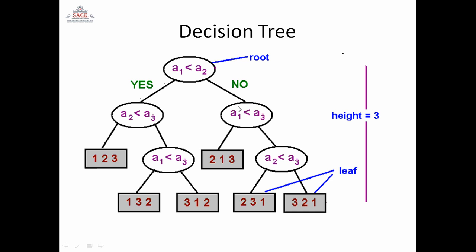This is the decision tree I have made. It is clearly visible here: we have a decision tree for finding the minimum element from a given 3 elements. Whatever elements we have, there should be 3 of them. Let's take any elements, 6, 7 or 8, whatever you want. Here we took 1, 2, 3.